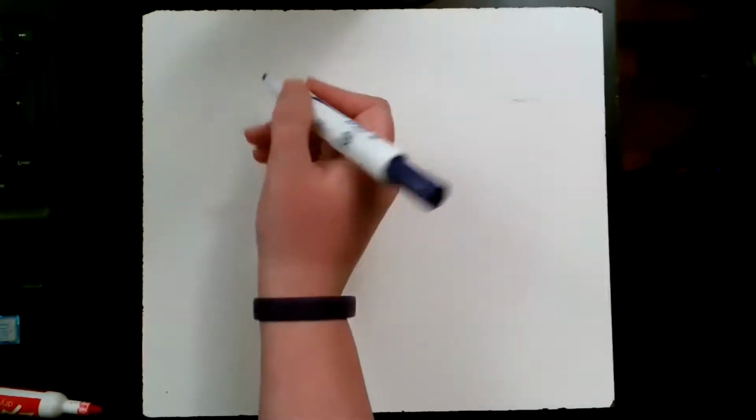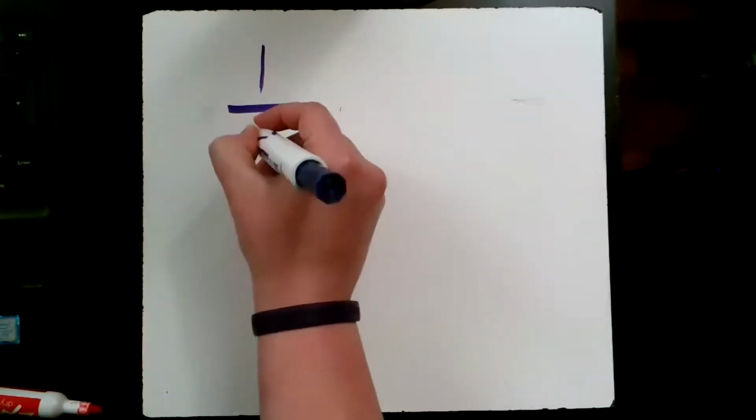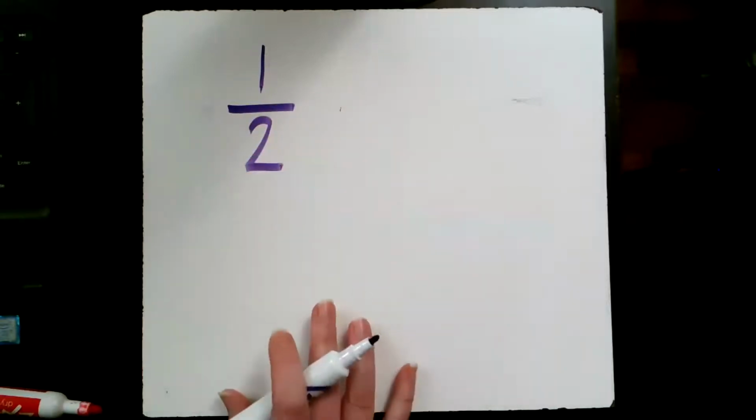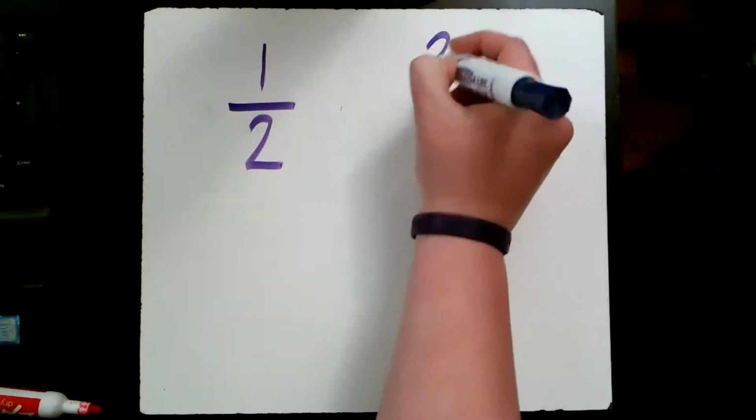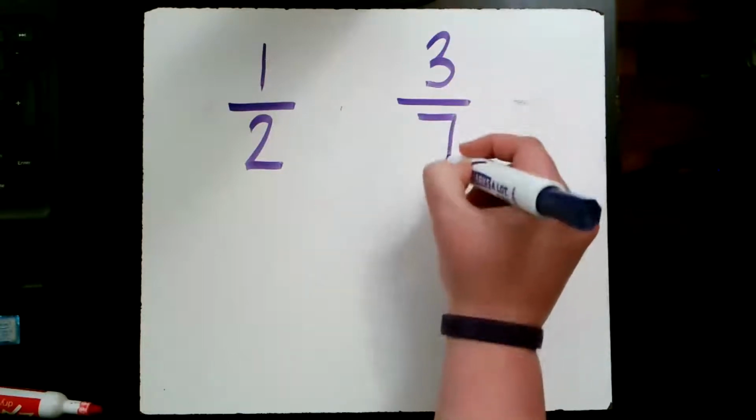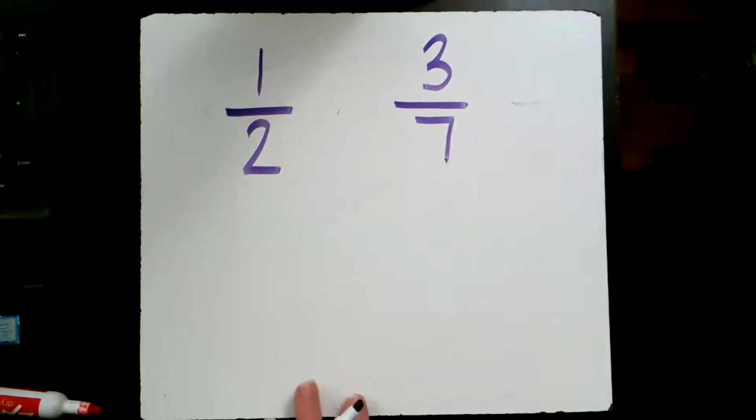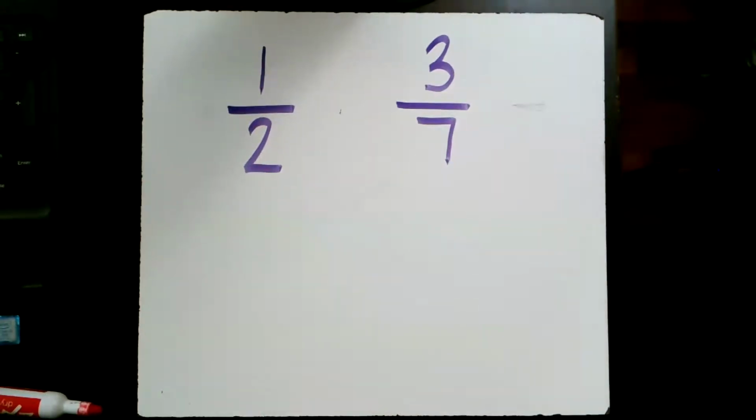This time, let's take a look at 1/2. Is 1/2 greater than, less than, or equal to 3/7? Now again, we're trying to get away from using our butterfly method and drawing it out by practicing our multiples to try to find that LCM, that least common multiple.